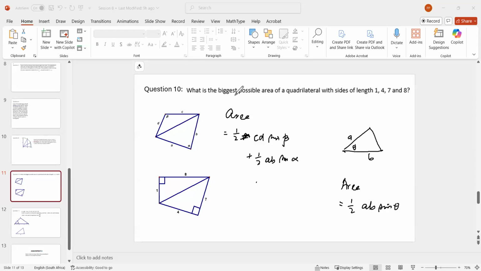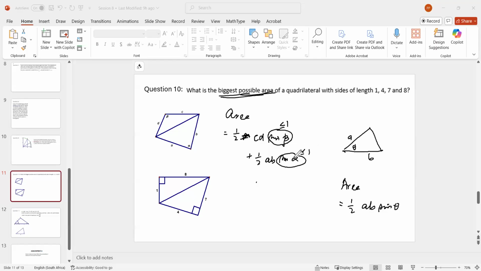But what we can say, they're asking for the biggest possible area. But we can say that the largest possible value for sine beta, sine alpha, let's focus on that. The largest possible value for sine is 1. Sine can never exceed 1. Right? Opposite over hypotenuse, the hypotenuse is the largest side, so the numerator will have to be smaller than the denominator. So the largest value is 1, so this is less than or equal to 1.